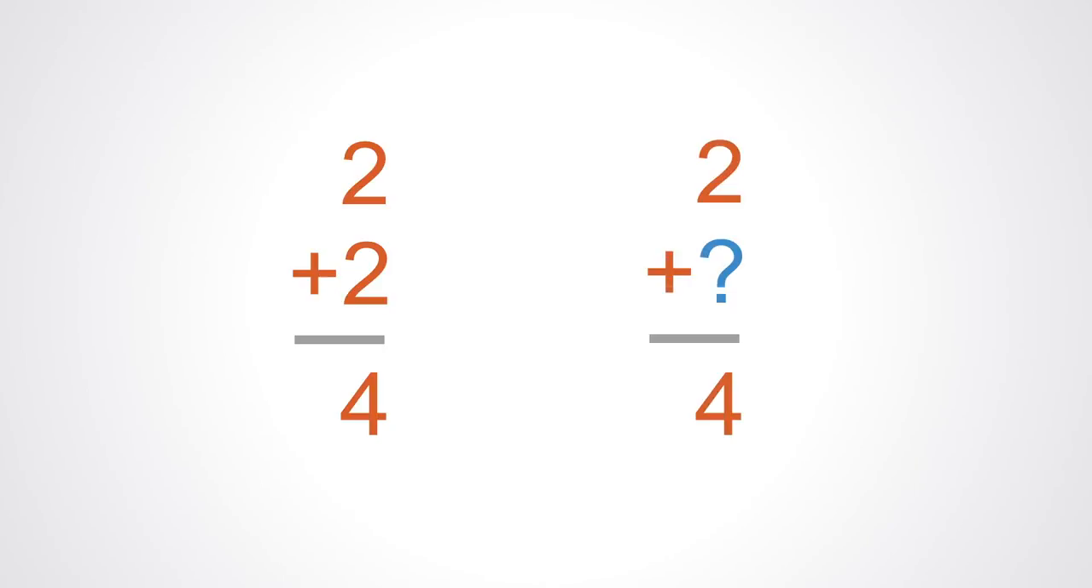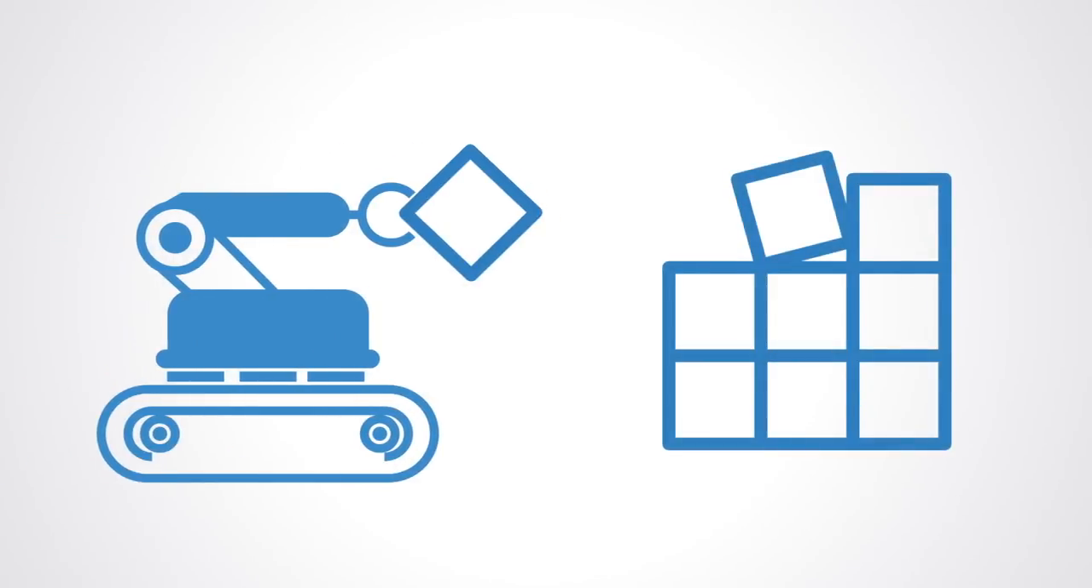For example, if we can figure out that 2 plus 2 is 4, then we can also fill in the gap in the equation where we know that we have 2 and have to find what we have to add to that to get 4. The system has to ask itself, what is the knowledge that is missing, and acquire that knowledge through the analysis of existing datasets.